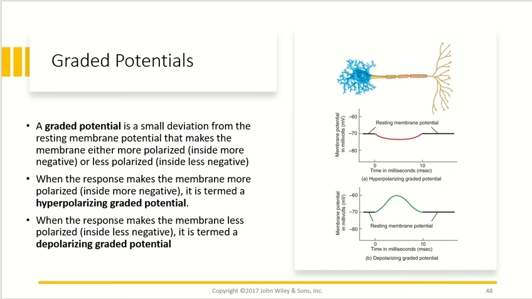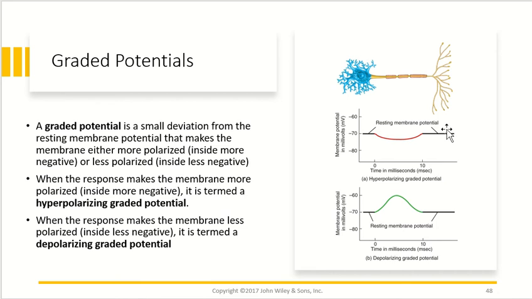So hyper meaning above, right? If you're hyperactive, you're overactive. So if it's hyperpolarizing, it's becoming more negative. If polarized means that it's got a baseline negative charge, remember negative 70 usually, millivolts. So if it's a hyperpolarized graded potential, it's going to become more negative. It's going to go from minus 70 to minus 80, minus 90, etc. Right? That is a hyperpolarizing graded potential.